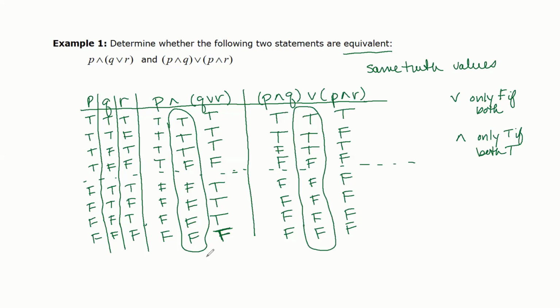And now we're going to look at the two columns that we've circled to see if they're the same. True, true, true, false, the rest false. True, true, true, false, the rest false. So these are equivalent statements. If one value was different, they would not be equivalent. Just one of these different than one of these. That's all you need to not be equivalent.